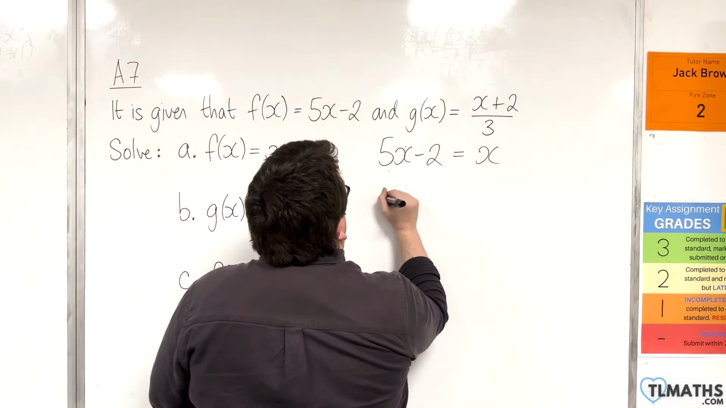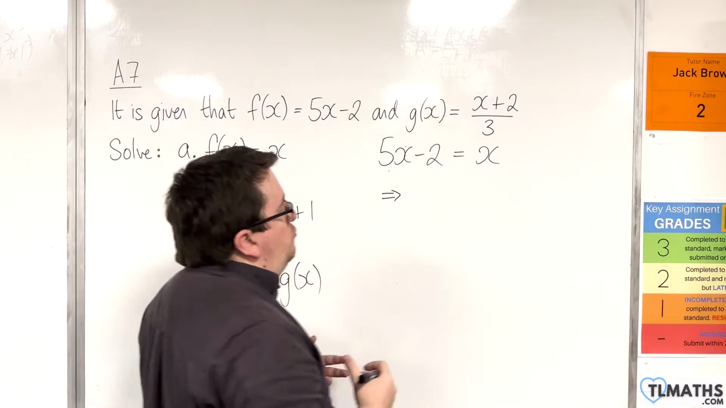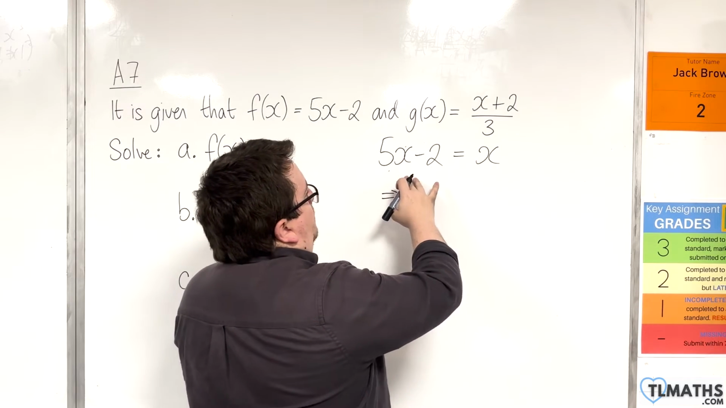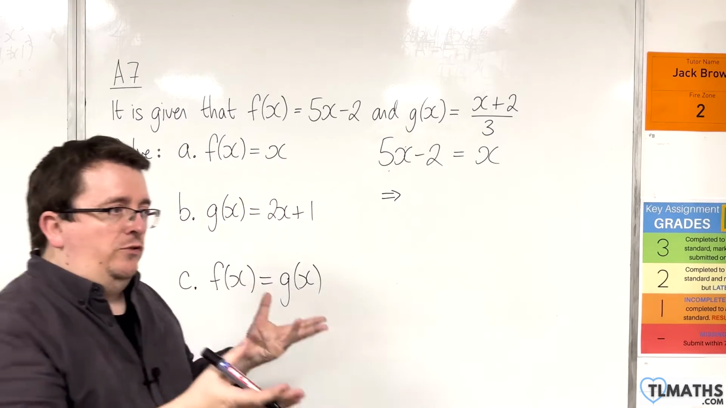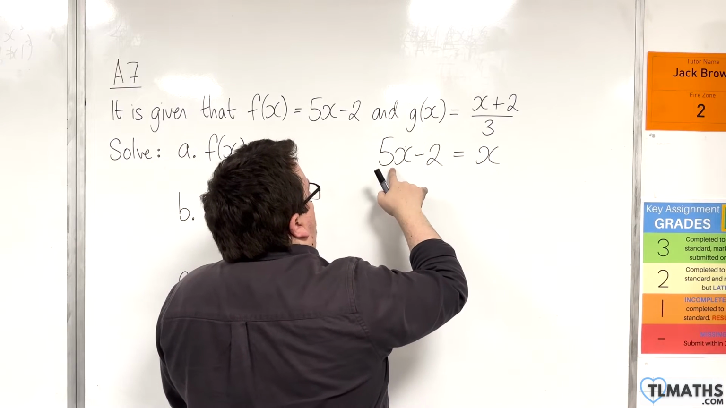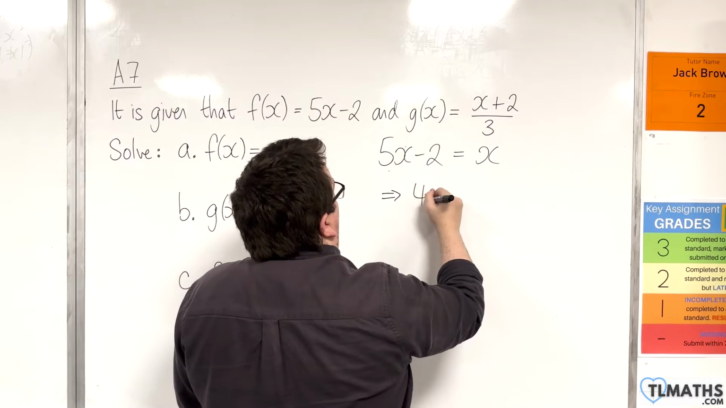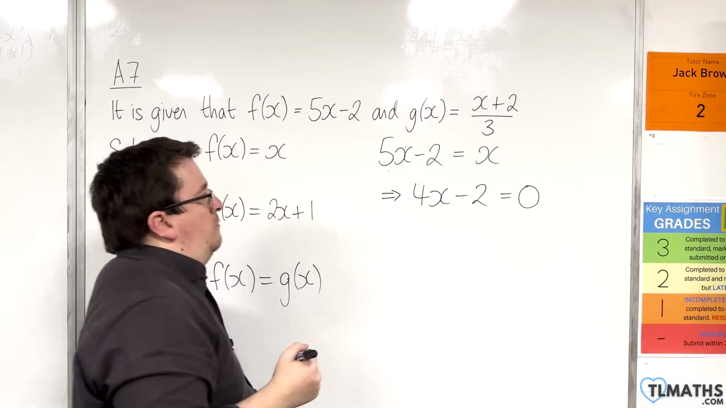So the first thing that I would do is, because we've got x's on both sides of the equation, I want to subtract x from both sides. So look for the smallest number of x's on both sides, which is 1x on the right. Subtract x from both sides. So 5x take away x will be 4x. I've still got the minus 2, and that's going to be equal to 0.